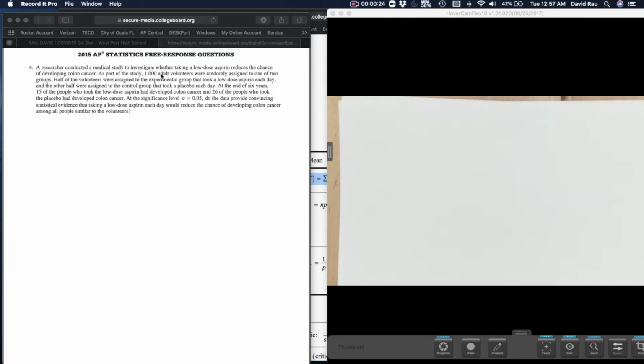We have 1,000 adults. They were assigned to one of two groups. Half the volunteers were assigned to the experimental group that took a low-dose aspirin each day. The other half were assigned to the control group. At the end of 6 years, 15 of the people who took the low-dose aspirin had developed colon cancer, and 26 of the people who took the placebo had developed colon cancer. At alpha 0.05, is there evidence that taking low-dose aspirin would reduce the chance of developing colon cancer among all people similar to the volunteers? Okay, so here we go.